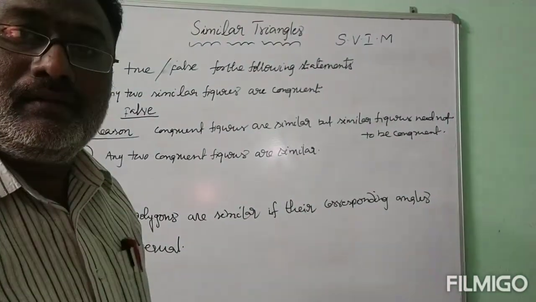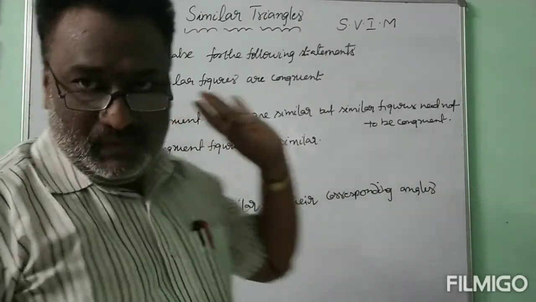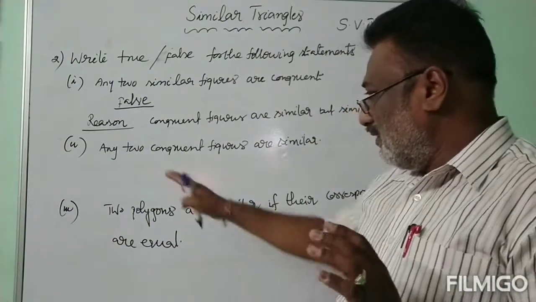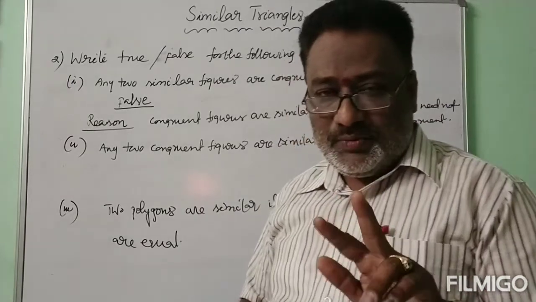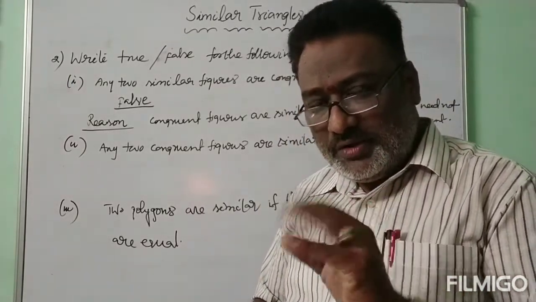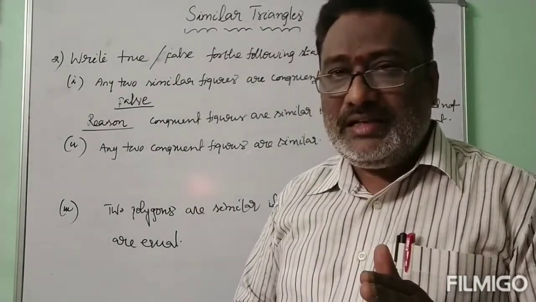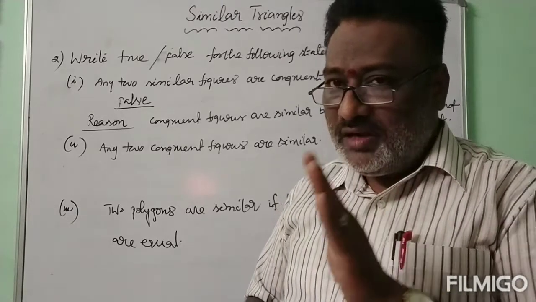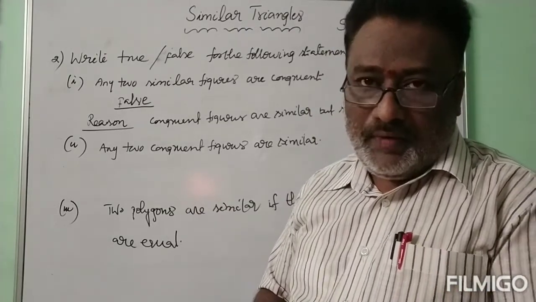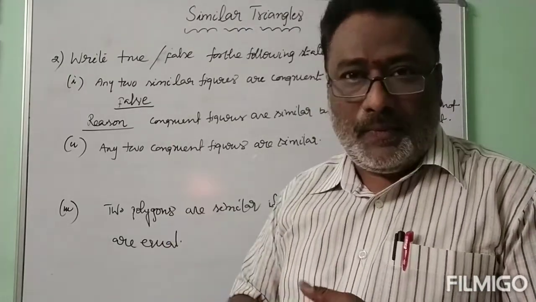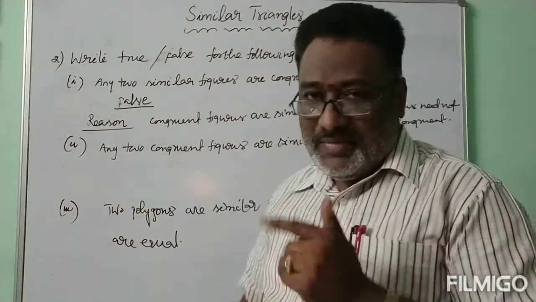Next, the second question is, any two congruent figures are similar. Here this is the statement. So here you are taking two congruent figures. Two congruent figures means in these two figures corresponding angles are equal and corresponding sides are also equal. When in two figures corresponding sides are equal, automatically corresponding sides are in proportion and corresponding angles are equal. That condition you need to take for similarity also. If you take that condition for similarity, automatically congruent figures are similar.